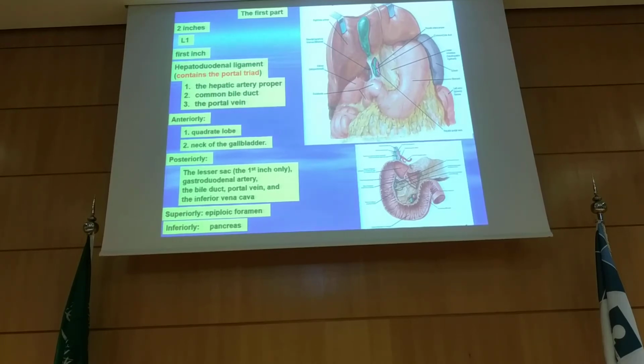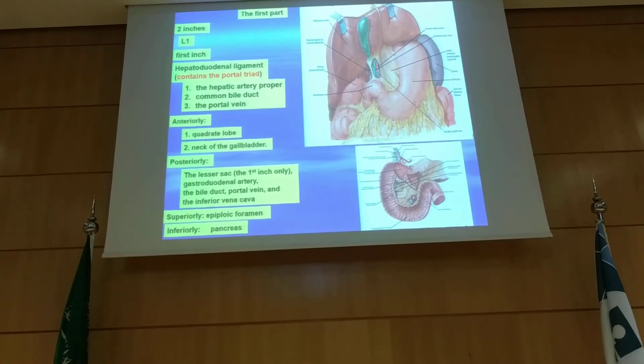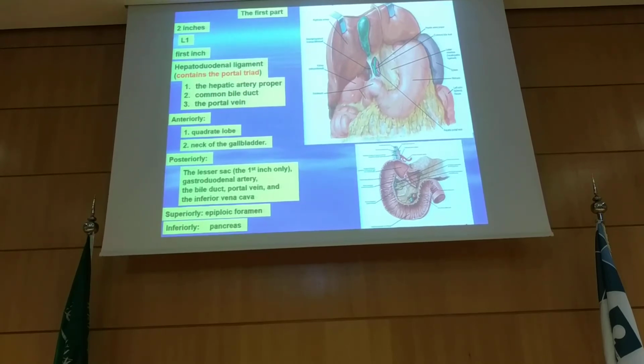Now, posterior to the first part of the duodenum, what do we have? These structures will continue down. The common bile duct, as we discussed last time, and also this artery, which is the gastroduodenal artery. And we said it is important because if an ulcer perforates posteriorly, it might erode the artery and will result in bleeding. Okay, and so we'll have the portal vein, we'll have the gastroduodenal artery, we have the common bile duct, and also we have the inferior vena cava.